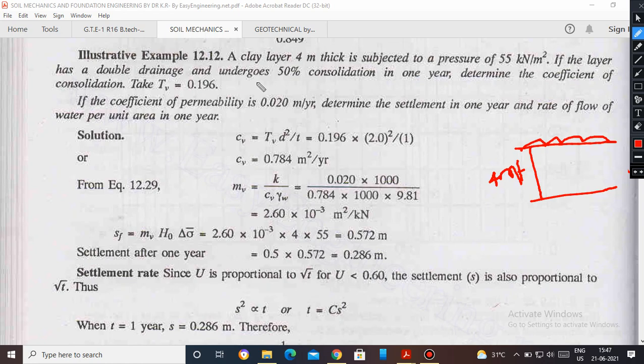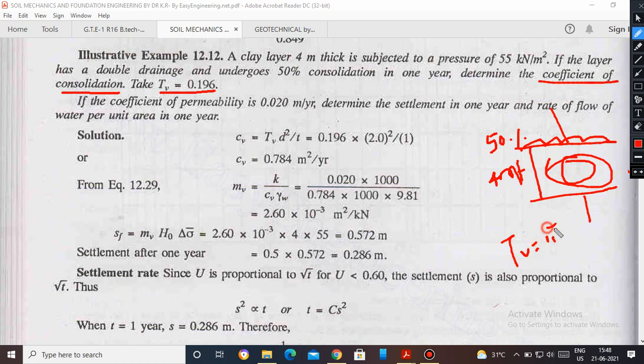If the layer has double drainage and undergoes 50% consolidation in 1 year, that means the pore water pressure is going out from the top side and the bottom side. After 1 year, 50% consolidation occurred for this soil mass, and we have to determine the coefficient of consolidation Cv. Take time factor Tv equal to 0.196. This Tv we are taking from the formula Tv equal to pi by 4 into U square, where pi by 4 is 0.785 and U is the 50% consolidation, that is 0.5.